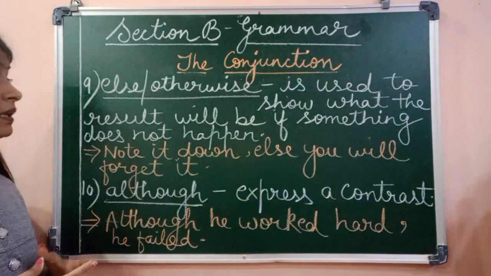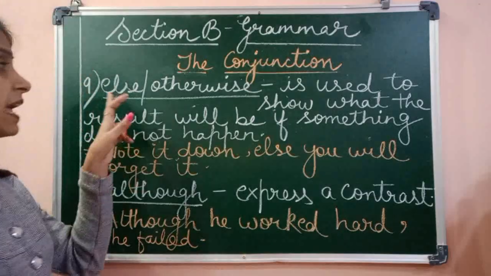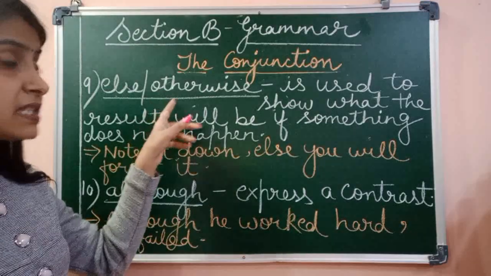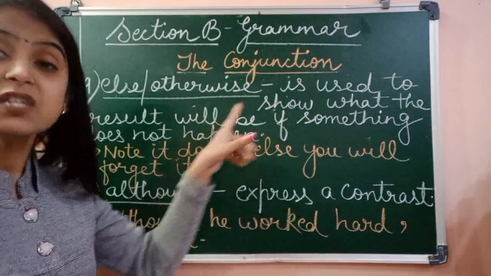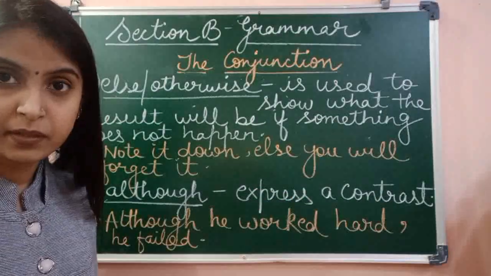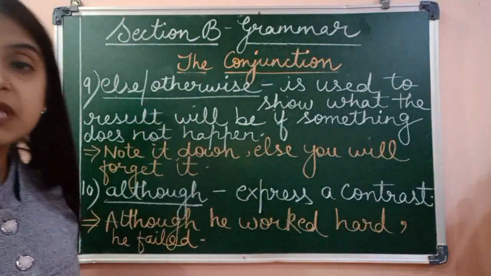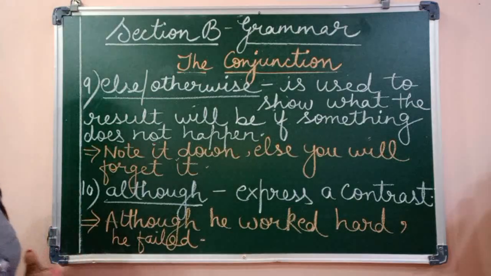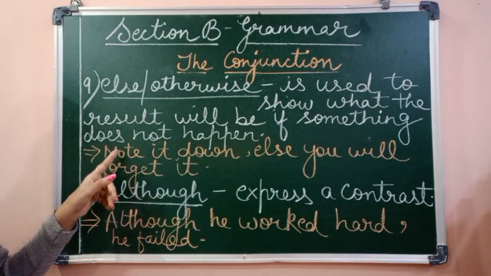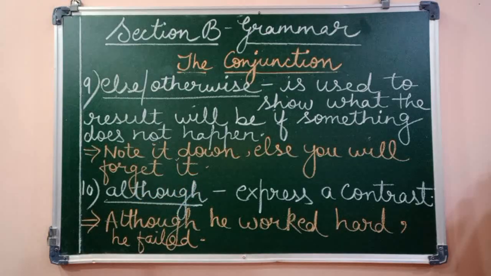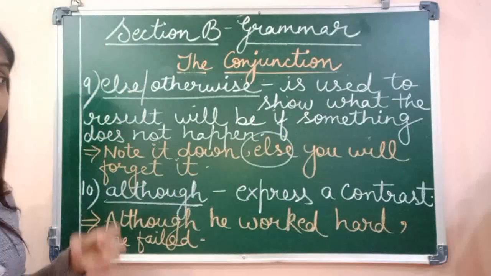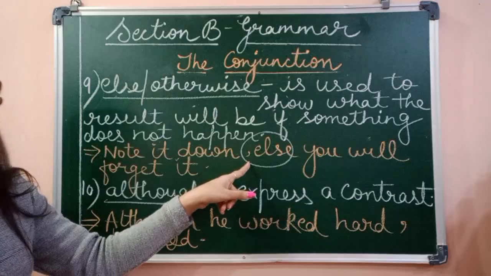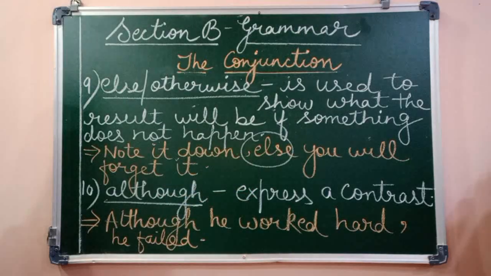Okay? The ninth conjunction that we are going to study is else or otherwise. Now, else or otherwise mean the same thing. It is used to show what result will be if something does not happen. Okay, so basically these conjunctions are used when we have to show the result of something if something does not happen. For example, note it down, else you will forget it. So here you see what will be the result if you don't note it down? You will forget it. So else is used to show what the result will be if something does not happen.